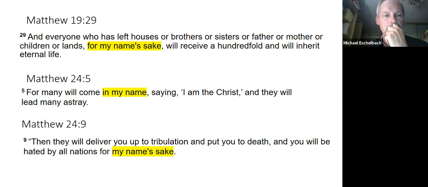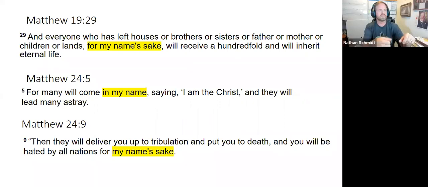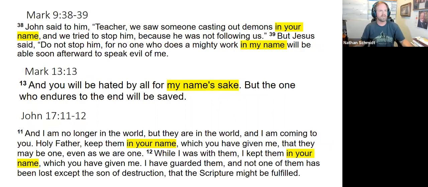And then down there at Matthew 24:9, then they will deliver you up to tribulation and put you to death, and you will be hated by all nations for my name's sake. So even though we're doing something not necessarily negative, others will be causing harm or something negative to happen to us as well. If we go to the next slide, you can start to see other places where his name is being used or something is going to happen because of his name. And again, it's not so much in my name, but that phrase is still there. I think I've got one more.